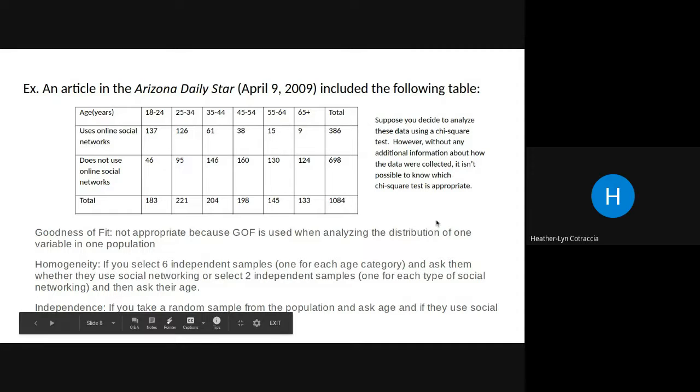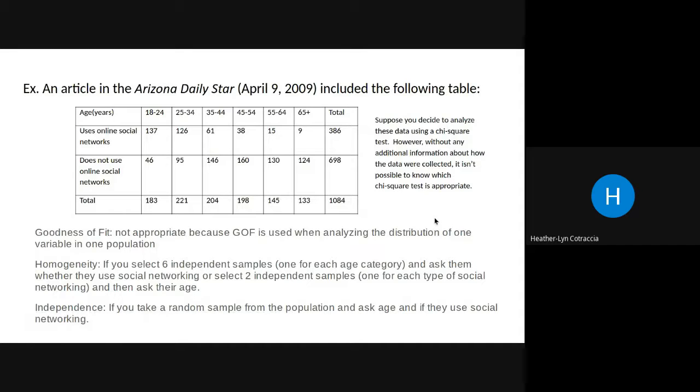For independence, you would take a random sample from the population, ask them their age and if they use social networking, and then you would do a chi-square test for independence to see if their use of online social networking is associated with their age. More than likely with this situation, it is that last one, but it could be homogeneity. We just don't have enough information to decide what they're actually looking for here and how the data was collected. So the data collection piece is going to be key, because you need to know how many different populations you have in order to decide between homogeneity and independence.